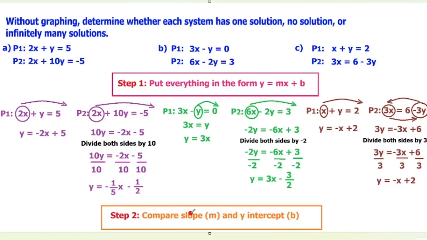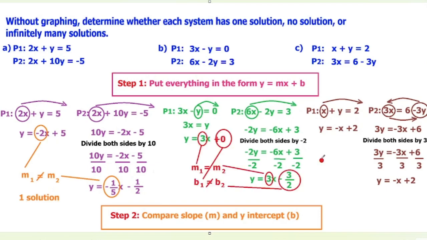Now, step 2, compare the slope m and the y-intercept b of each of the sets of equations. Here we can see that m1 does not equal m2. That means there is one solution. Now when we move to this one, we can see that m1 equals m2. The two slopes are the same, but the y-intercepts are not the same. So that means there's no solution.